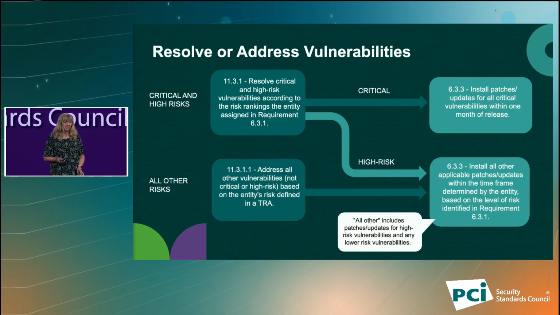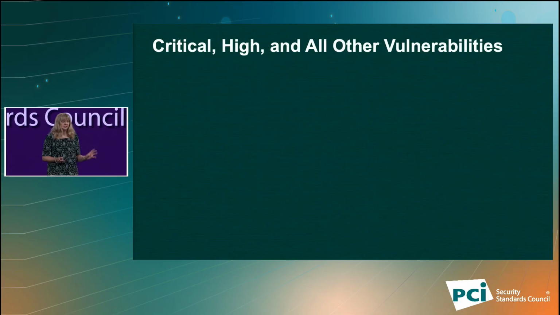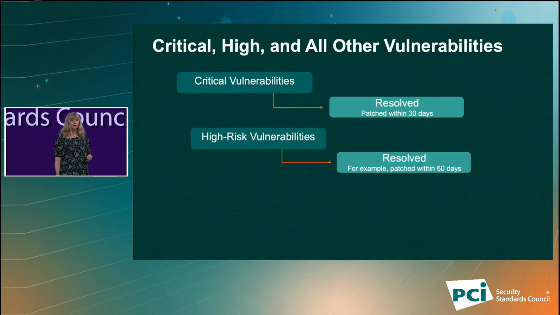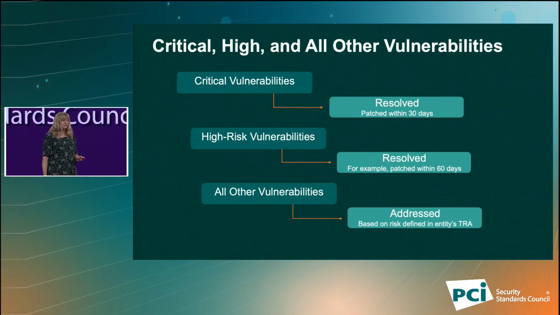For all other risk rankings that are not high risk and not critical, you address those based on a targeted risk analysis. And this targeted risk analysis will include timeframes and your risk-based decisions about whether you're going to resolve or address these vulnerabilities. So to summarize that process at a high level, critical vulnerabilities, you're going to resolve within 1 month of release. High-risk vulnerabilities, you're also resolving, but within a time frame you determine. And all other vulnerabilities, they're not high risk, they're not critical, you address them via your targeted risk analysis.